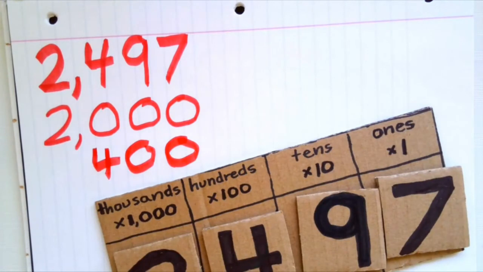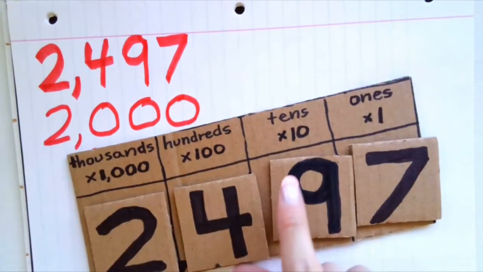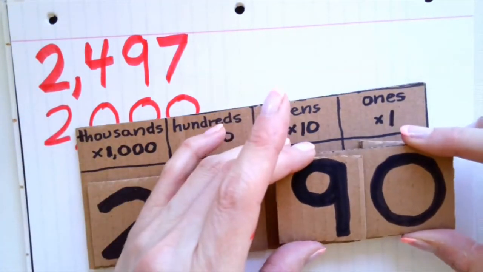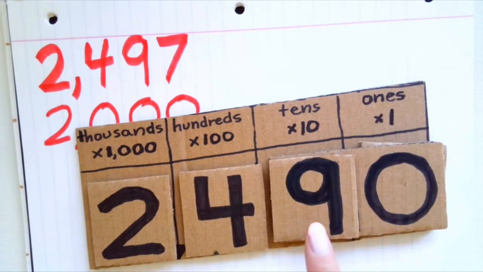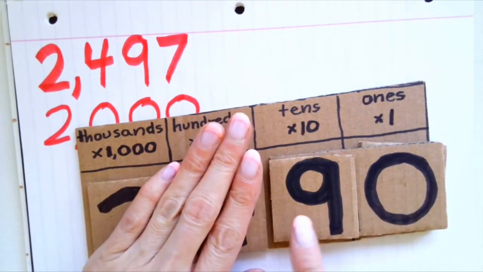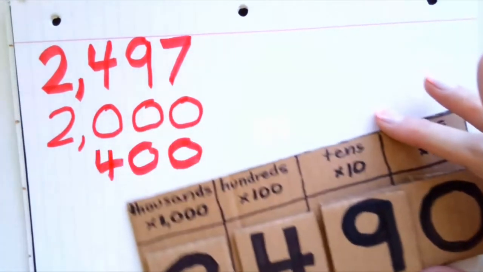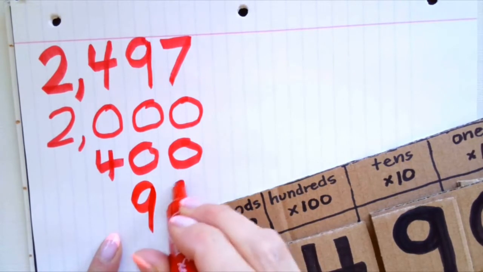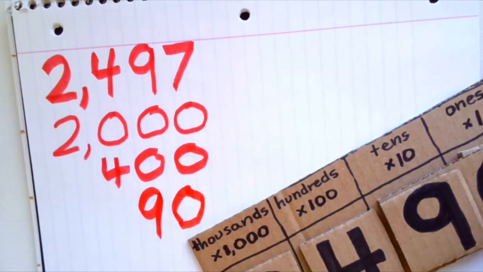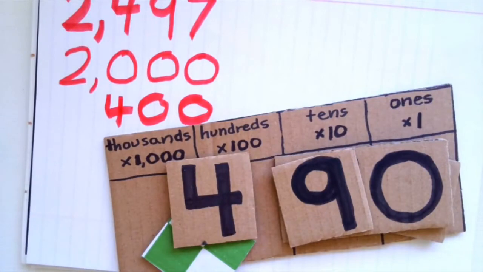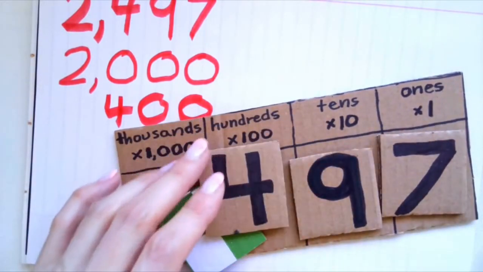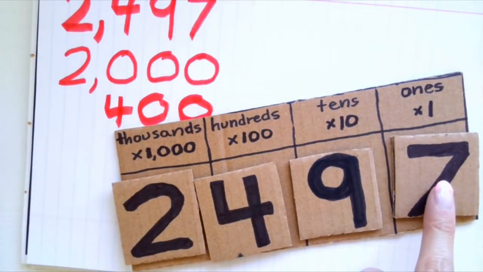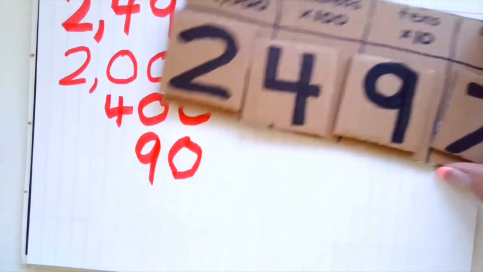What about the 9? The 9 is in the tens place. So it is being multiplied by 10. It is counting how many tens there are. 9 tens is how much? It's worth 90. Let's add that to our expanded form. And lastly, we're looking at the 7 ones, which is just worth 7. Let's write that down.